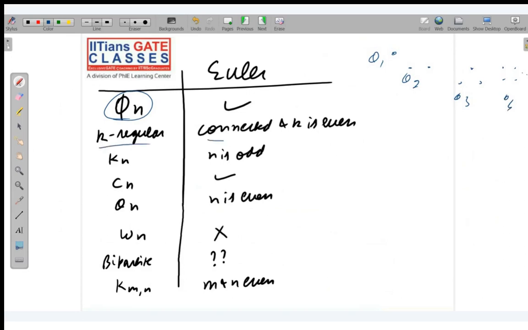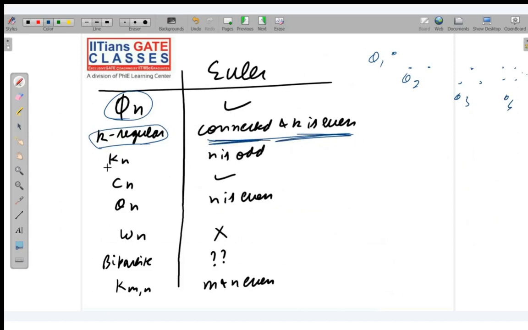K regular is connected and K is even. So I will say if we have a K regular graph like 2 regular, 3 regular, 4 regular, and so on, it will be Euler when it is connected and K is even. Because we want every vertex to be of even degree, and it should be connected also, then it will be Euler.